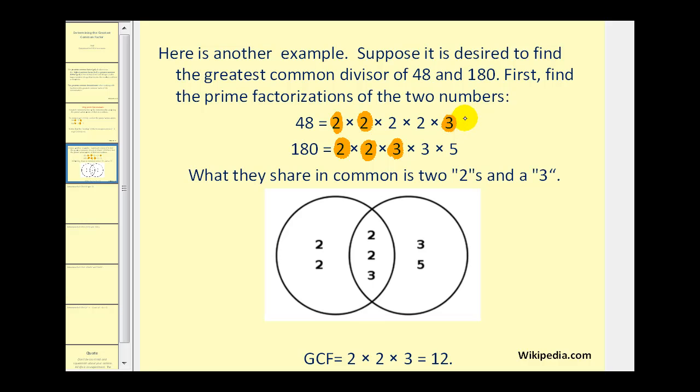That would be 12. Another way to look at this is with a Venn diagram where this represents 48 and this represents 180. And you can see that the overlap where they share the prime factors of 2 times 2 times 3, which again is equal to 12. Let's go and try a few of our own now.